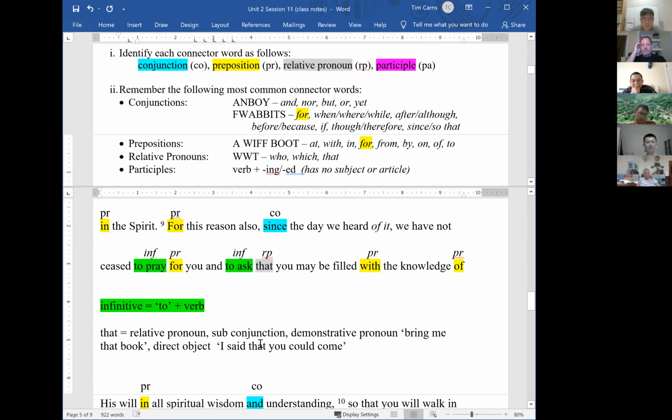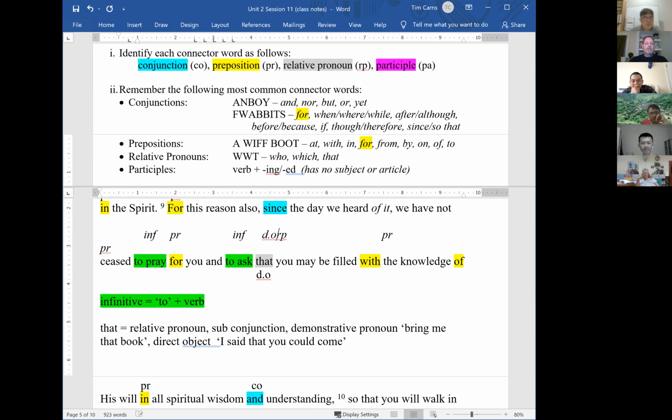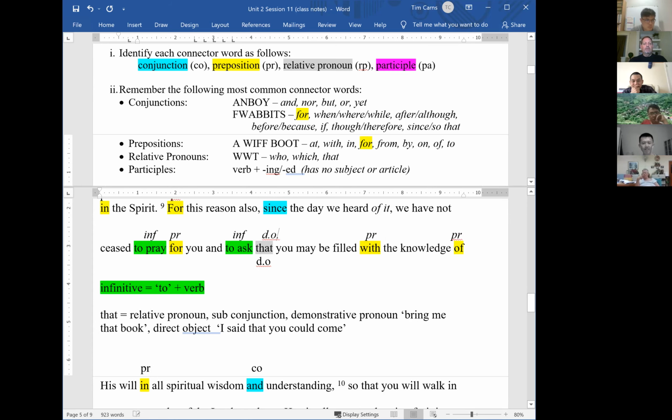Here, the word that is not a connector word. It's actually introducing the direct object, what I said. And here it is doing the same thing. To ask what? That you may be filled. So here it's acting like a direct object. It's telling us this infinitive, it's completing the idea. To ask what? To ask that you may be filled. So it's not a connector word in this case. That's a little tricky.